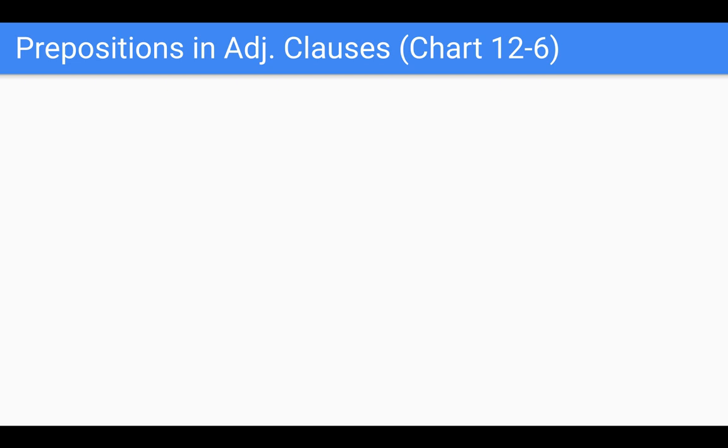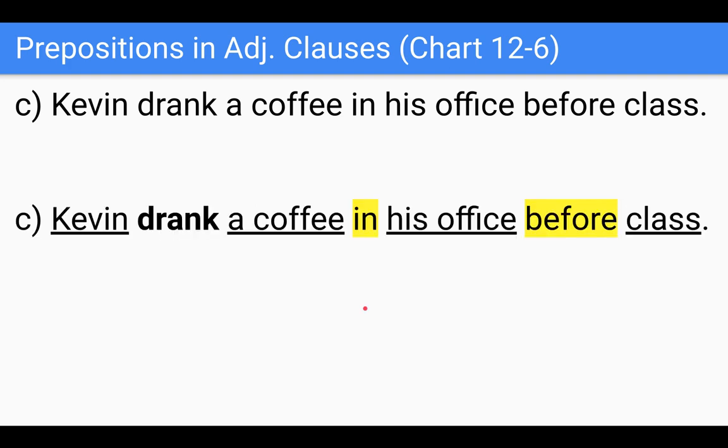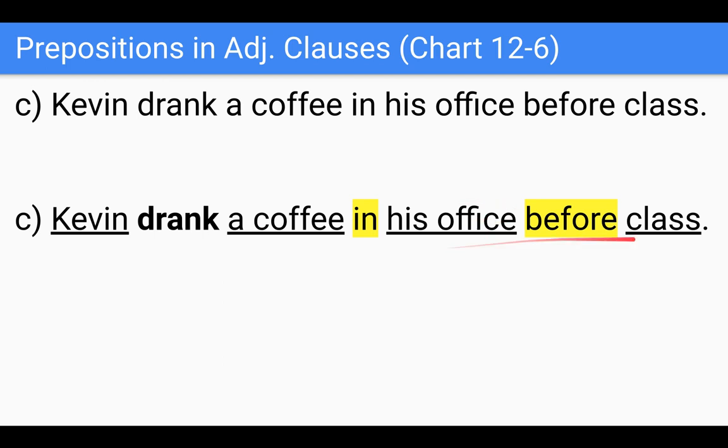All right. Okay. And so let's take a look at an example. We'll analyze an example together very quickly. So, see, Kevin drank a coffee in his office before class. So, here now in this sentence, I underlined the nouns: Kevin, a coffee, his office, class. I bolded the verb and then I highlighted the prepositions.